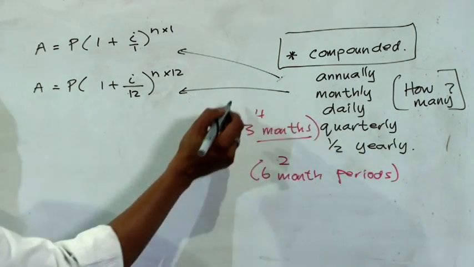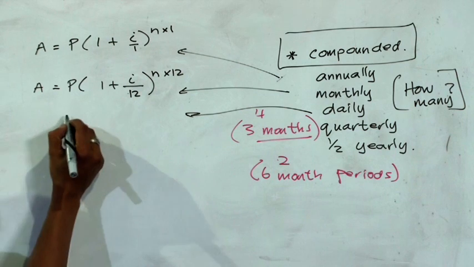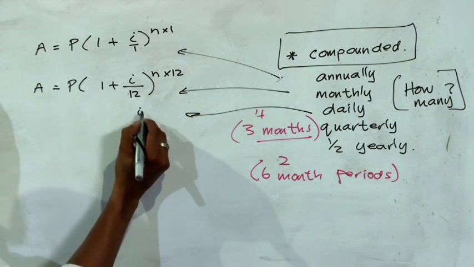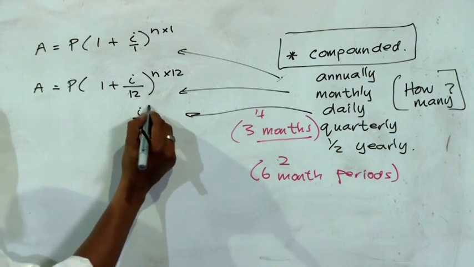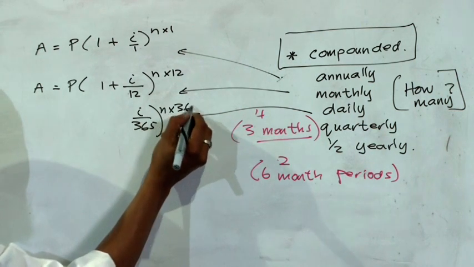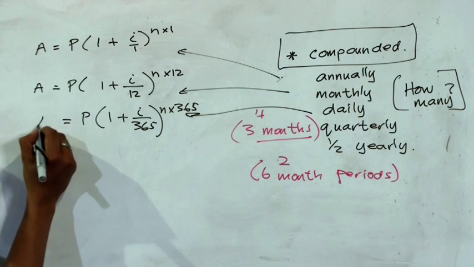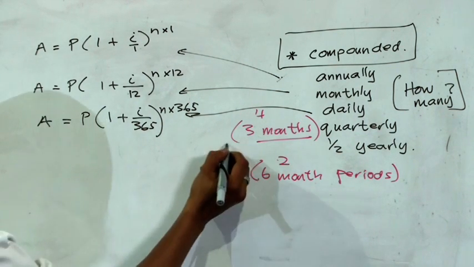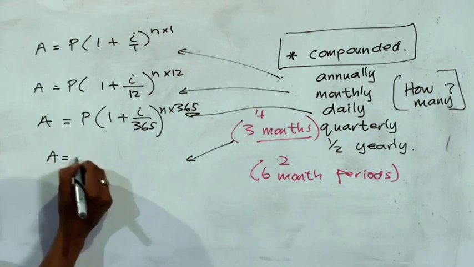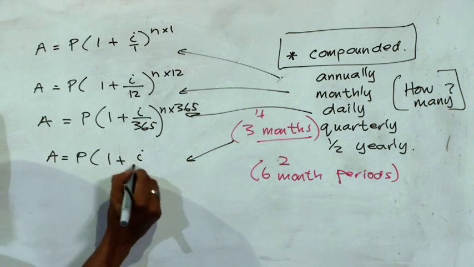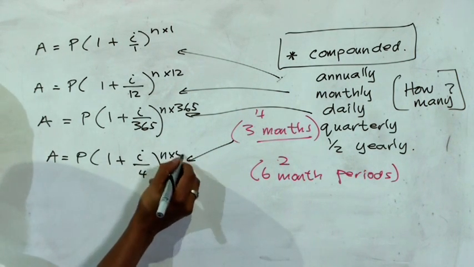Daily. How many days in a year? 365. So it would be 1 plus I over 365, to the power n times 365. Everything else would stay the same. Right. Quarterly, how many quarters in a year? 4. So A equals P into 1 plus I over 4, to the power n times 4.